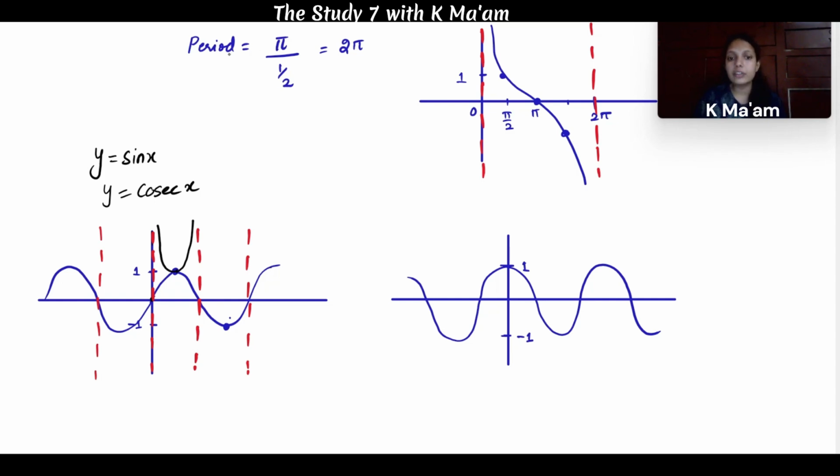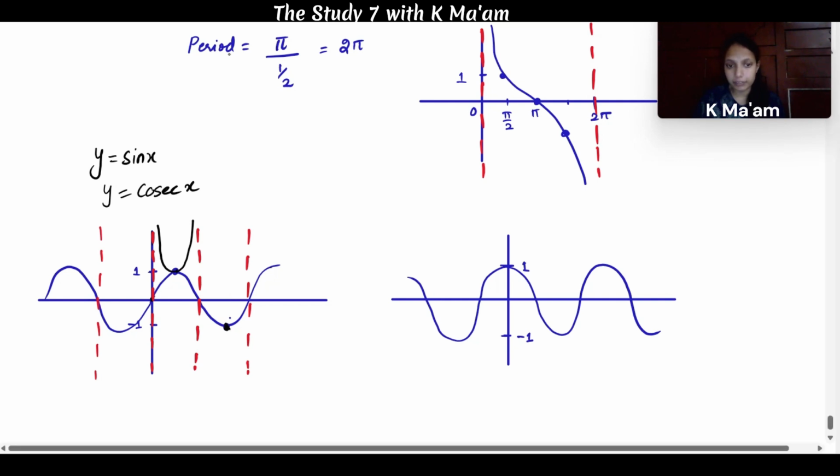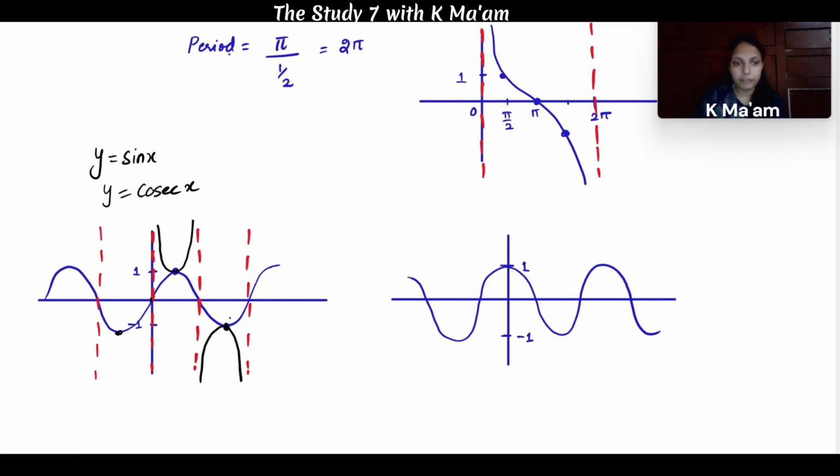Here, at 3 pi by 2, cosecant is negative 1. Cosecant is never 0, so it's not going to cut this line. So instead of going up, it will go down here and here also. You can also draw the graph for this. It will go down here also. The black colored graph is for cosecant x. The blue is sin x, which I drew just for reference.